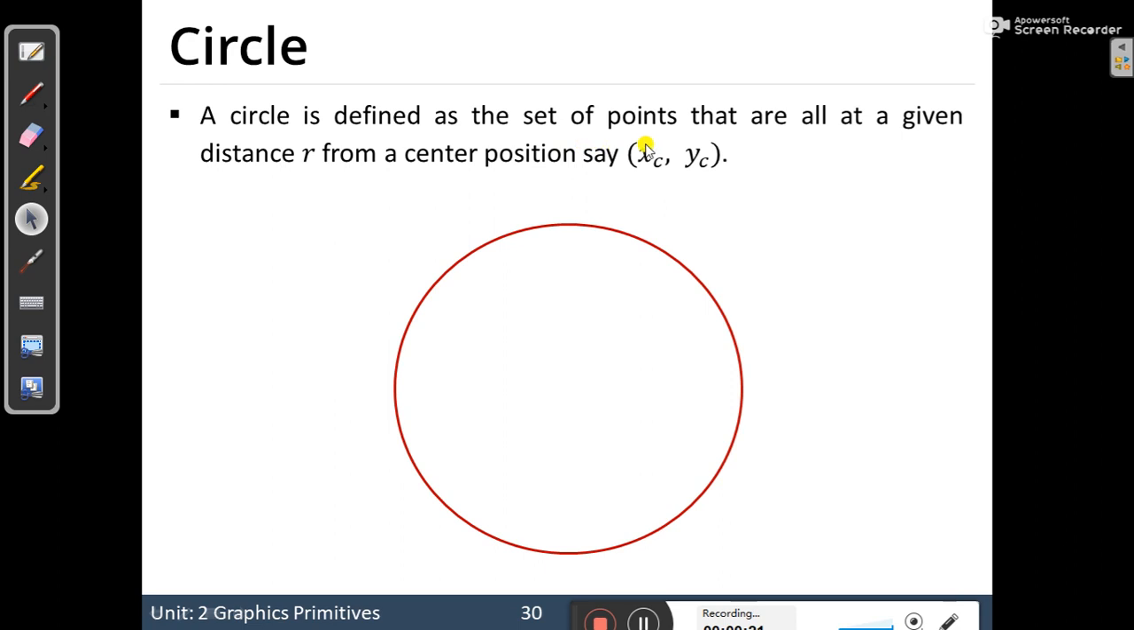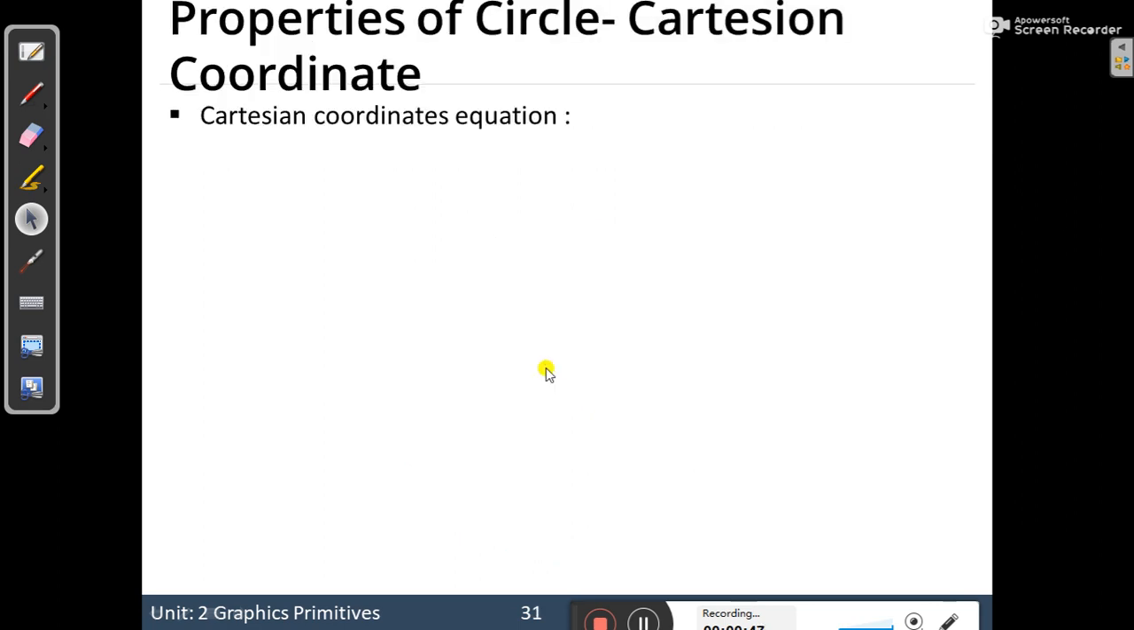Basically, we know that a circle is defined as a set of points that are all at a given distance R. R is the radius and the center is xc, yc, suppose. So all the points rotate around that center at the distance R. R is the radius. So now we can go to the properties of a circle in Cartesian coordinates.